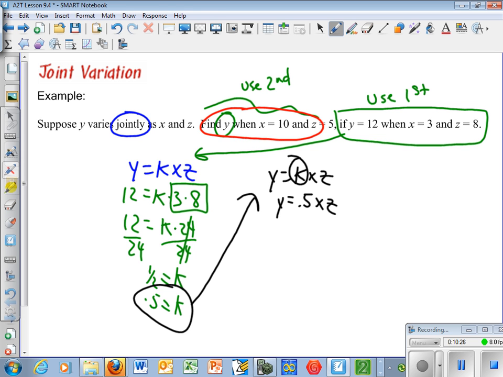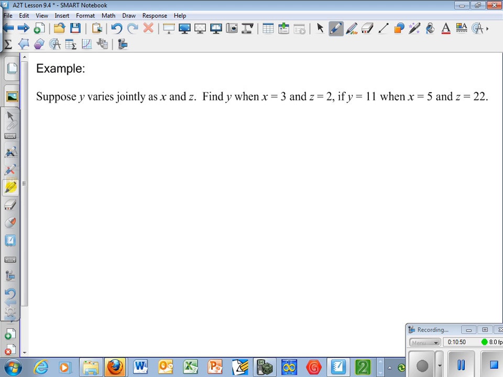Now I take what I'm going to use second. That's this stuff right here. I'm trying to find y when x is 10, so I'm going to have 10 in here for x. Z is 5, so I'm going to have 5 in there for z. So I'm really taking 0.5 times 10 times 5. 10 times 5 is 50, times a half is 25. So y is 25.